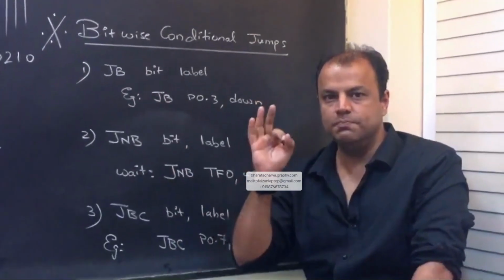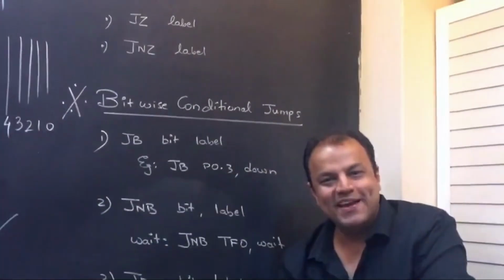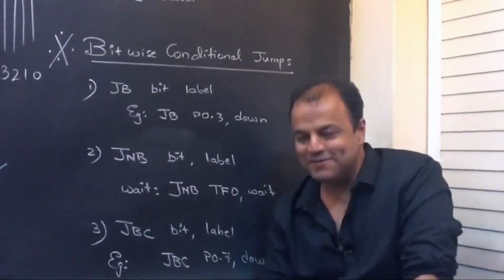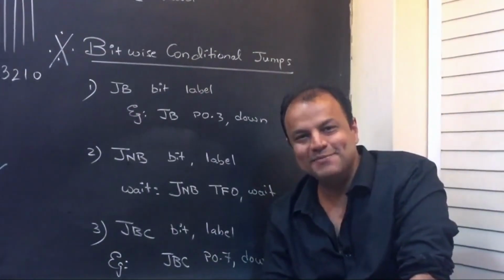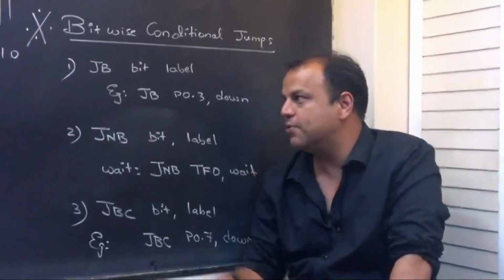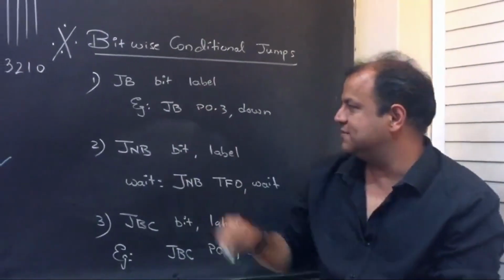JB, jump if bit. Such a common mistake. JC is jump if carry. Some students very innocently say JB, jump if borrow. No, my friend. Carry and borrow are the same thing. For borrow also, you basically check the carry flag. So there's no instruction called jump if borrow. JB stands for jump if bit. JB bit, label, that's the syntax.